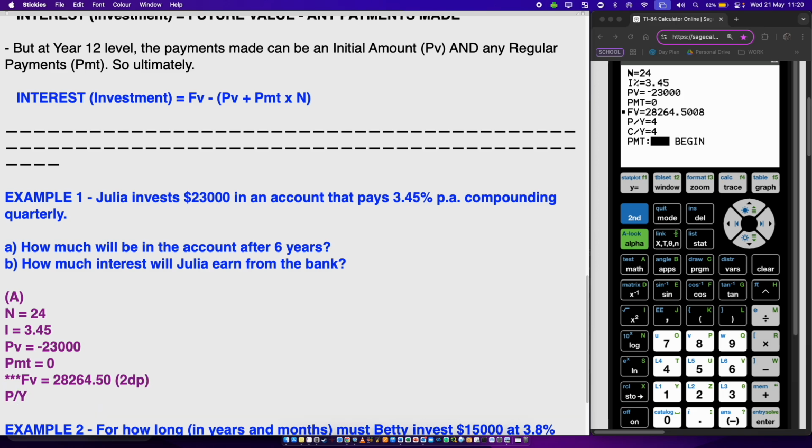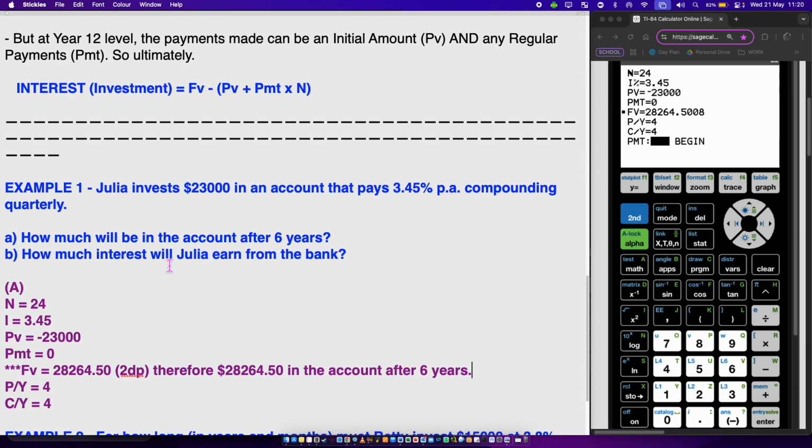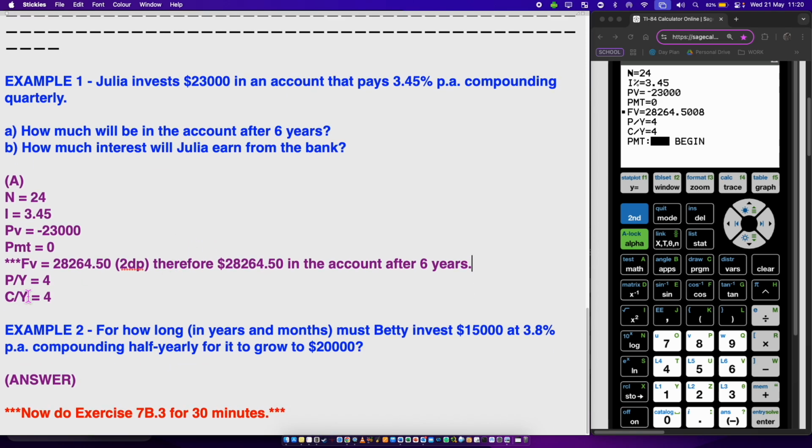PY is 4. CY is 4. Therefore, $28,264.50 in the account after 6 years. Please, I am asking you now, that is how you should answer these questions. Show the variables, put a star next to what you worked out, and an answer statement.